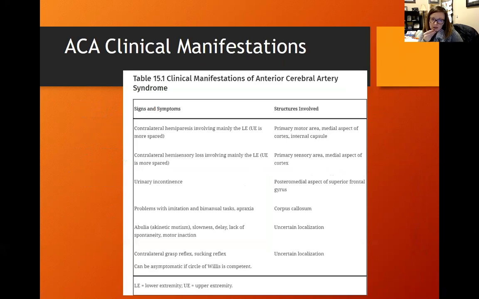So if we look here, signs and symptoms: contralateral hemiparesis involving mainly the lower extremity, hemisensory loss involving mainly the lower extremity, incontinence, problems with imitation of manual tasks, apraxia, so poor motor planning. They may have slowness, delay, lack of spontaneity, contralateral grasp reflex, and can be asymptomatic if the circle of Willis is competent, so if they have anastomoses for different blood supplies. So that's your common clinical presentation. I would actually urge you to start concept mapping this. And I know you're probably sick of me saying that.